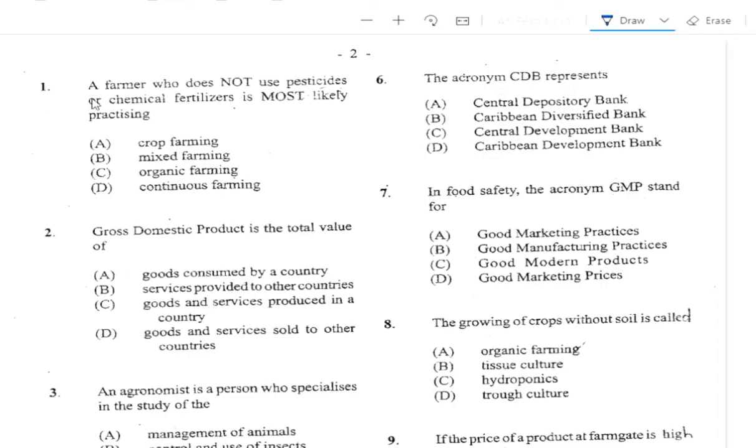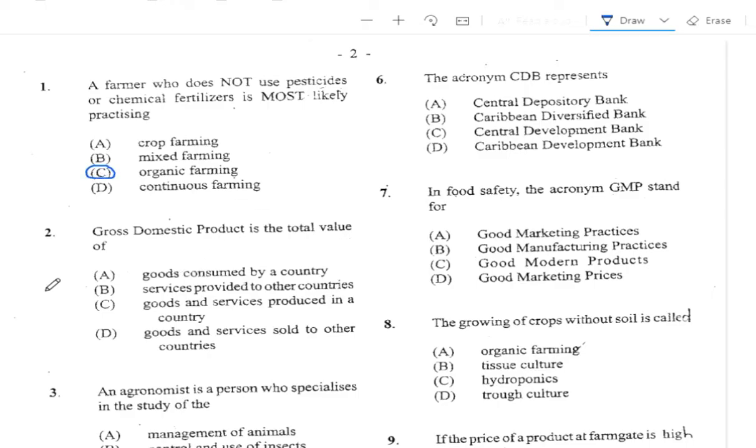Question number 1. A farmer who does not use pesticides or chemical fertilizers is most likely practicing A. Crop farming, B. Mixed cropping, C. Organic farming, D. Continuous farming. The answer is C. Organic farming.